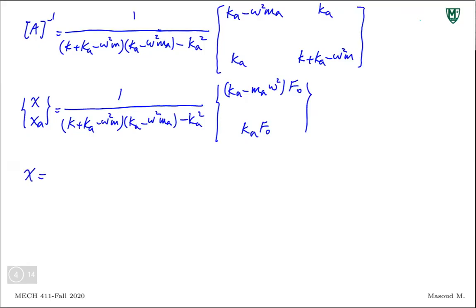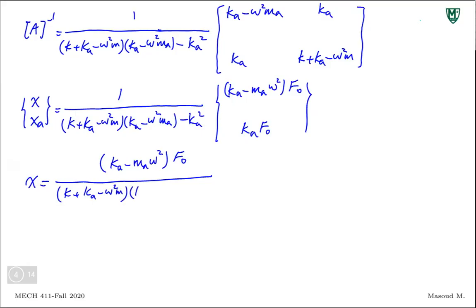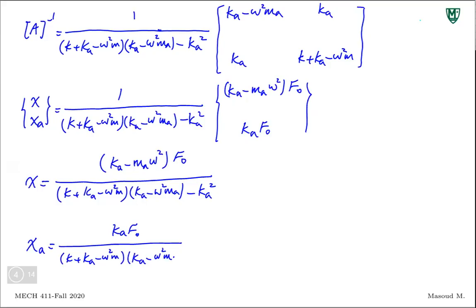Now x, right? So x, what is x? X is the displacement, sorry, of the main structure after attaching the absorber. Let's write it. So x is ka minus ma omega squared f naught divided by k plus ka minus omega squared m multiplied by ka minus omega squared ma minus ka squared, and we get xa2, displacement of the absorber itself. That will be ka over f naught divided by, same thing, k plus ka minus omega squared m, ka minus omega squared ma minus ka squared. These are what we were looking for.